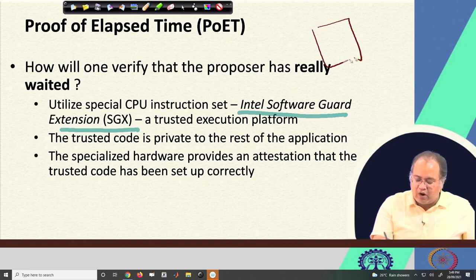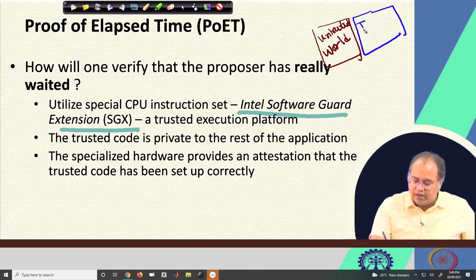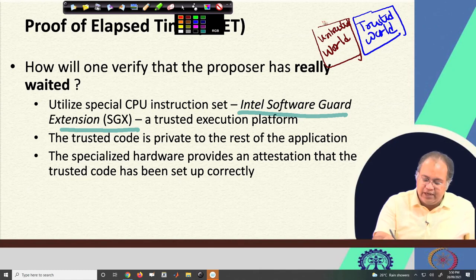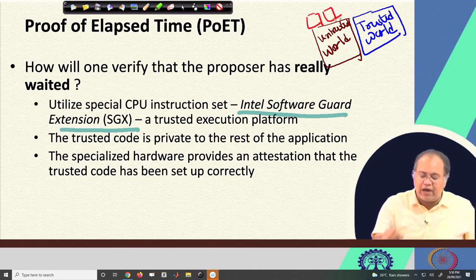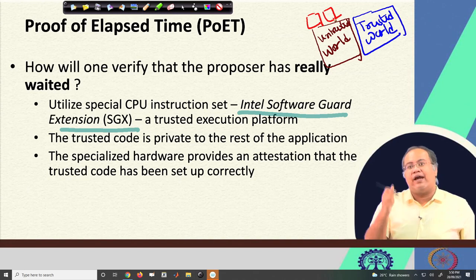One is called the untrusted world, and another is called the trusted world. Your general applications that you typically use run in the untrusted world. Whenever you need to do some kind of trusted computing, that needs some kind of attestation or verification, that verification should come from a trusted world that no one should be able to change or modify.